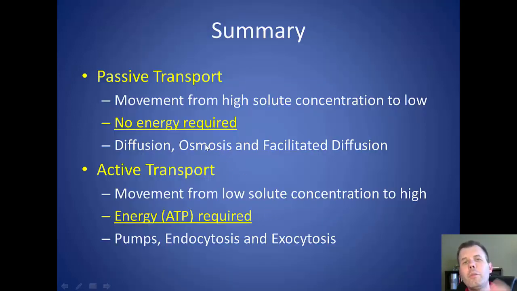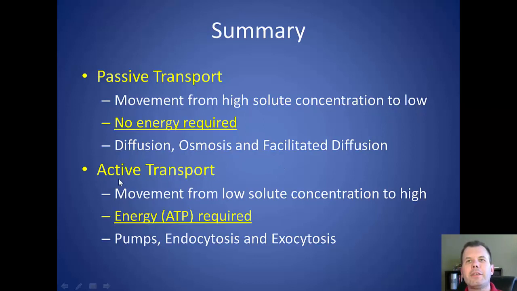Okay, so to summarize, there's 2 types of transport. There's passive and there's active. Passive, again, you're going from high concentration to low concentration. No energy is required. That's the most important thing with passive. No energy required. And there's the 3 types. There's diffusion, in which simple molecules are small enough to get across the membrane. There's osmosis, which is the movement of water. And remember the 3 types: hypertonic, hypotonic, and isotonic. And then facilitated diffusion, when you have large things that have to get across using the protein carrier.